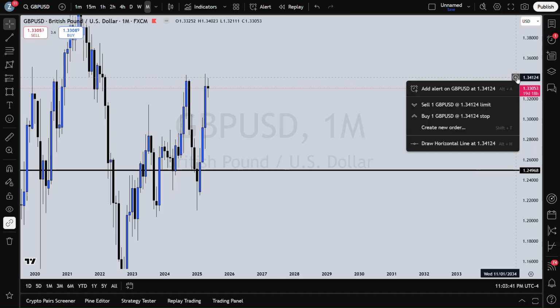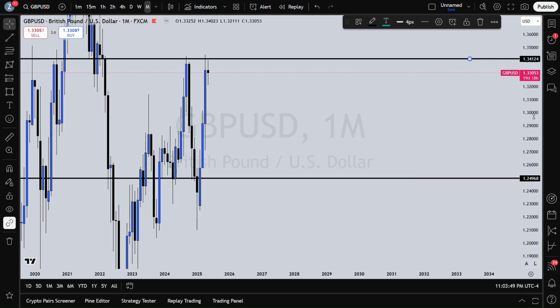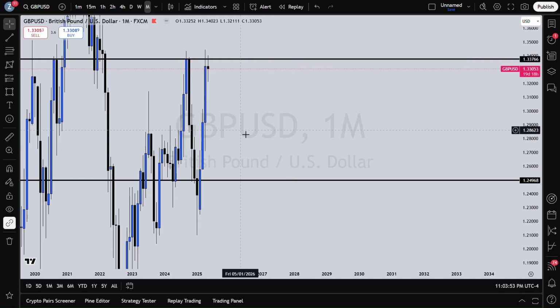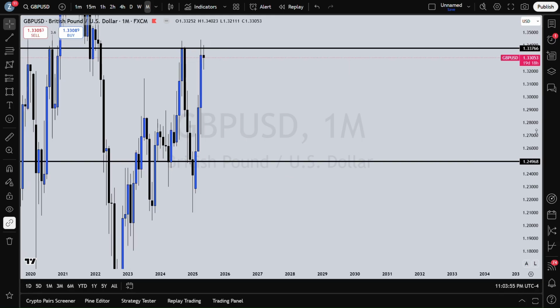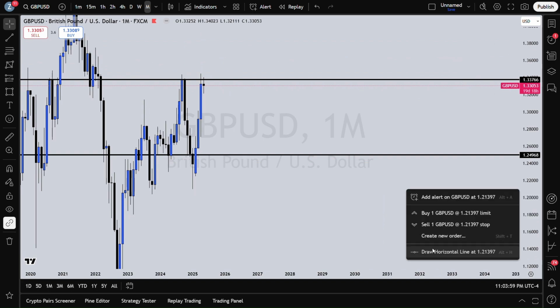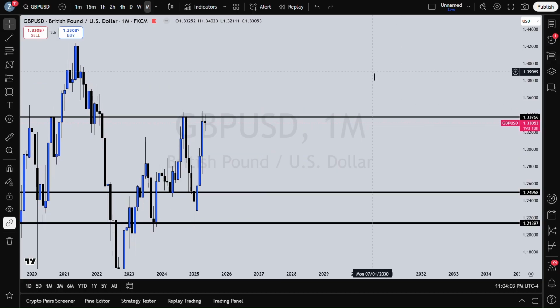All right, so on the monthly, it seems like price is trying to break this most recent high over here, which it is coming very close. So that's just something to take note of and keep an eye out for on the higher time frame. As you remember, the higher the time frame, the bigger the picture. So it's very important to keep track of where price currently is.